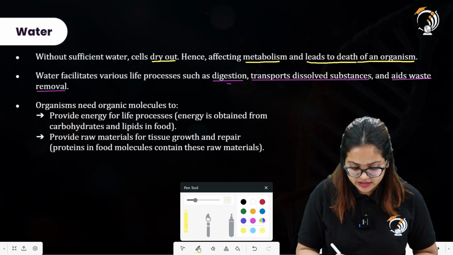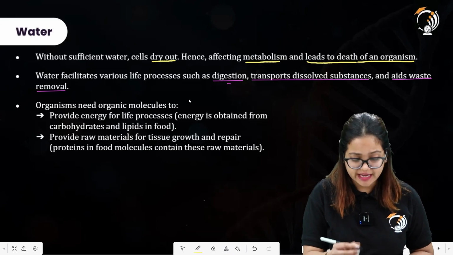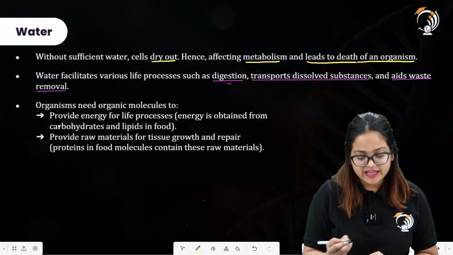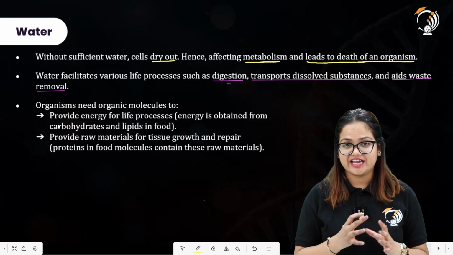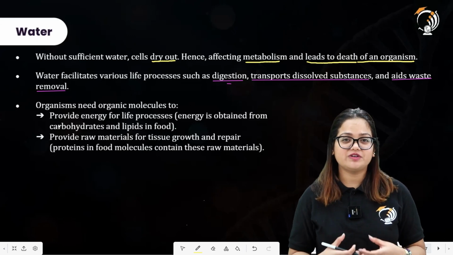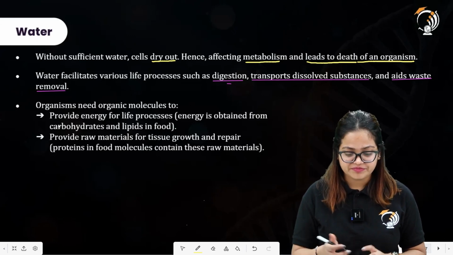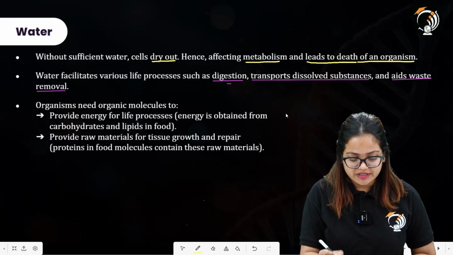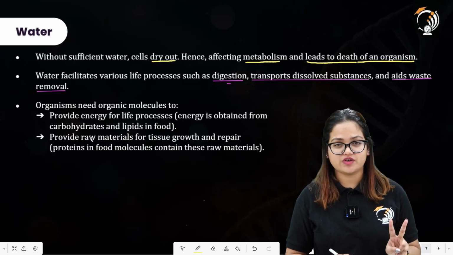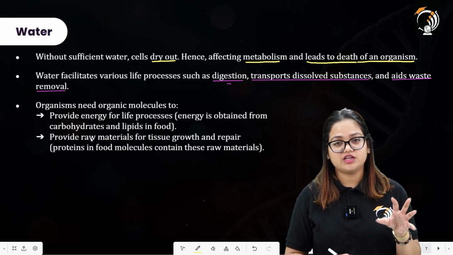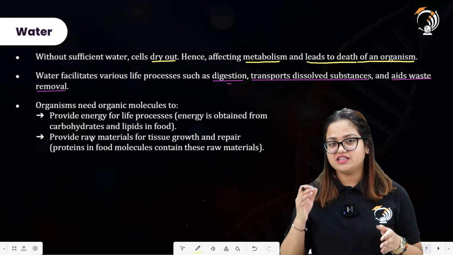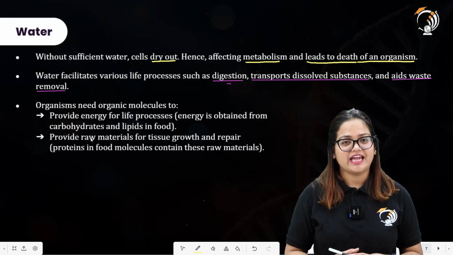Organisms need organic molecules too. And why do organisms need organic molecules? They need them for providing energy for life processes. And what are the life processes? We had already talked about the list of processes that enable the living organism to sustain their life. All right. And energy is obtained from carbohydrates and lipids in food. So we are considering two sources of energy whenever we're talking about the components of food. We are certainly talking about the carbohydrate part and the fat part that provide us with the energy.